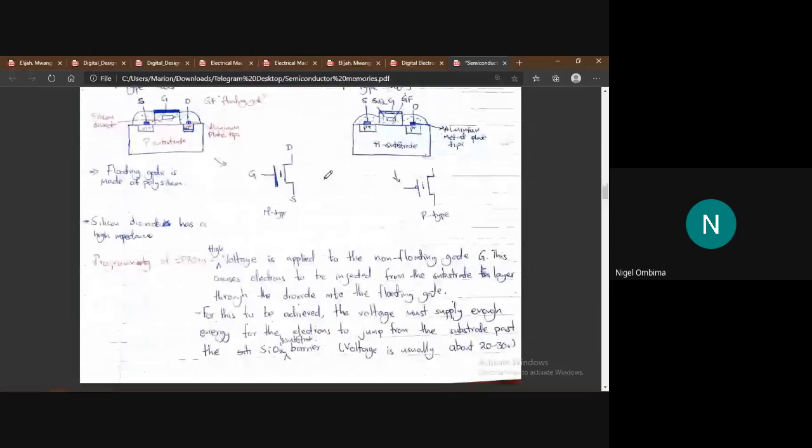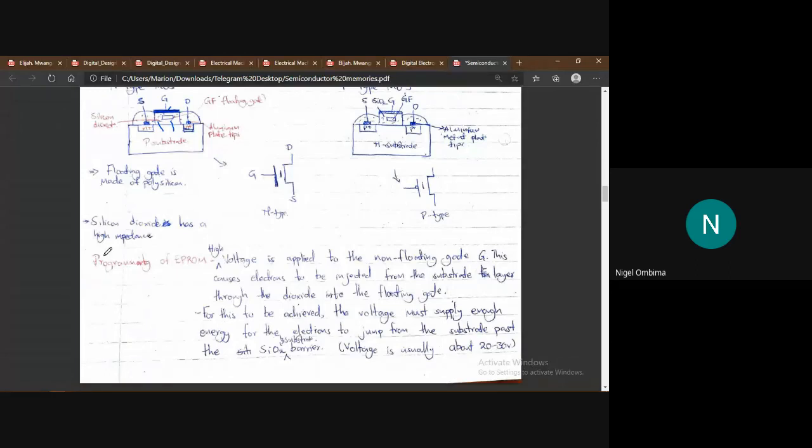Programming of EEPROM. So a high voltage is applied to the gate. The voltage causes electrons to be injected from the substrate, either the P substrate or the N substrate layer, through the oxide into the floating gate. So the silicon dioxide is the barrier in between. Electrons will be moving from here to there, or from there to here, depending on whether you're writing data or erasing data.